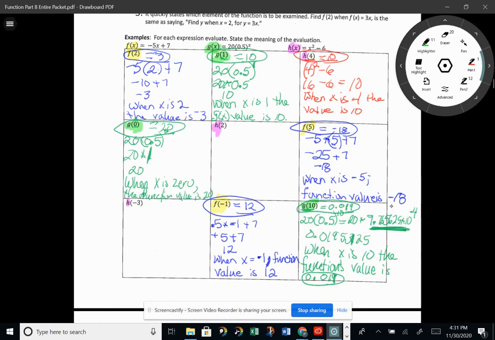Okay, and then we're going to do it again, and this time we're going to input 2, and then we're going to figure out what our output is. So 2 squared, and then minus 6. 2 times 2 is 4, minus 6 ends up being -2. So when x is 2, the output is -2. Or that function's value, if you want to put that instead.